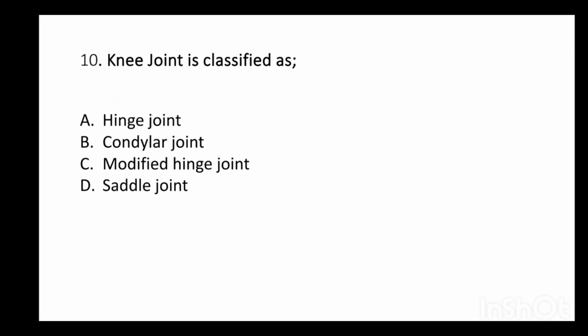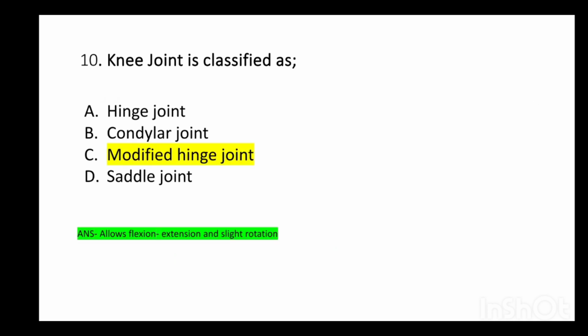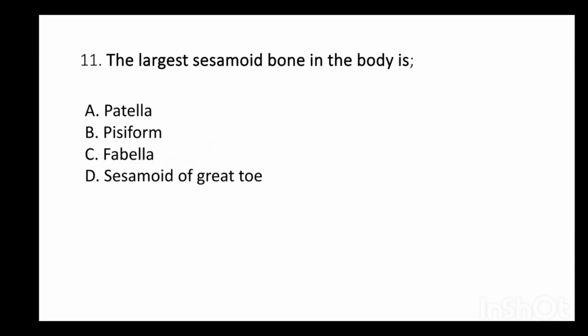Knee joint is classified as hinge joint, condylar joint, modified hinge joint, and saddle joint. Answer is modified hinge joint. It allows flexion, extension, and slight rotation also. The largest sesamoid bone in the body is patella, pisiform, fibula, sesamoid of great toe. The answer is patella.